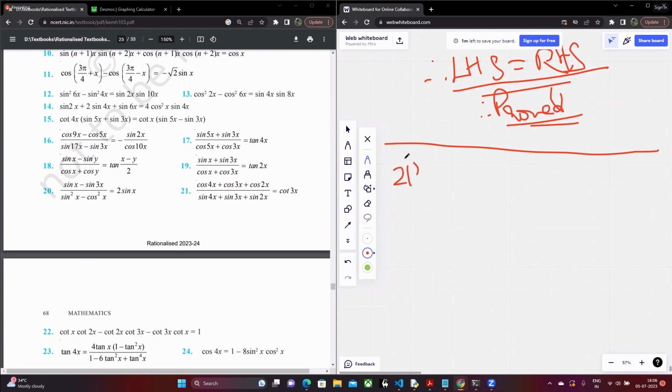Question number 21. Cos 4x plus cos 3x plus cos 2x divided by sin 4x plus sin 3x plus sin 2x is going to be equal to cot 3x. Right? Notice that this angle is the arithmetic mean of this angle and this angle. So the first thing you have to think of doing is condense this, right? Condense this along with this, right?